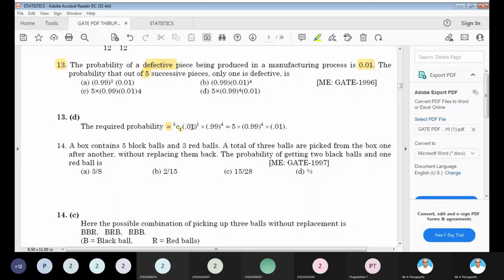That's 5C1, 0.01 power 1 into 0.99 power 4. After simplification, we get 5C1. What's 5C1? 5C1 is nothing but 5. So 5 into 0.99 power 4 into 0.01. That is the answer. Answer D is the one.